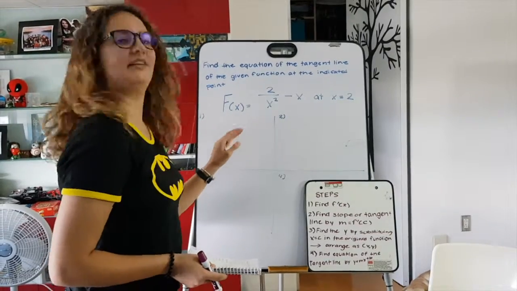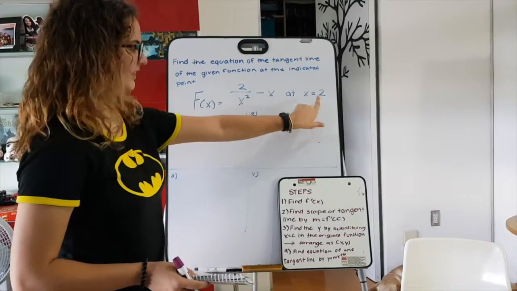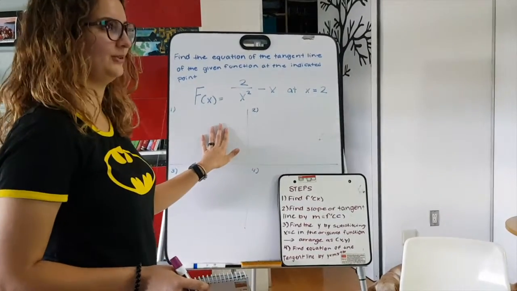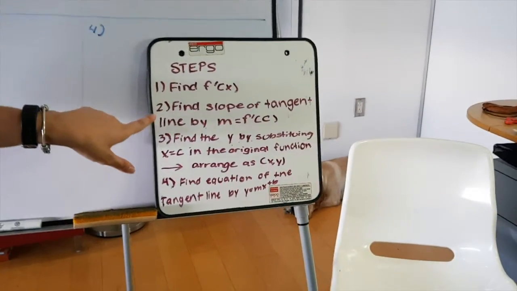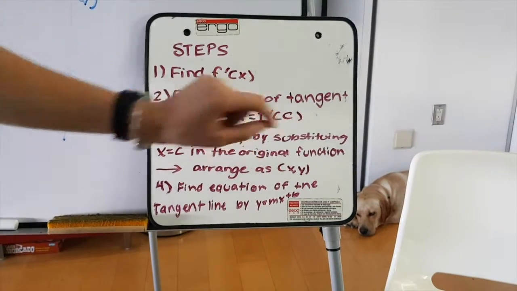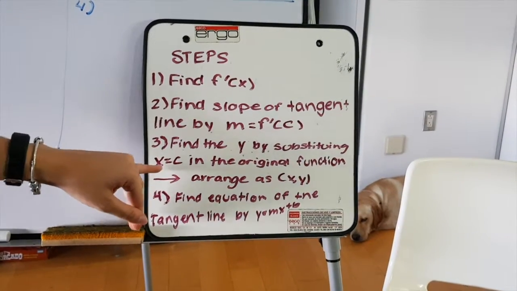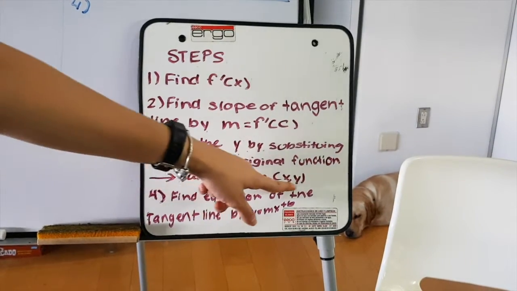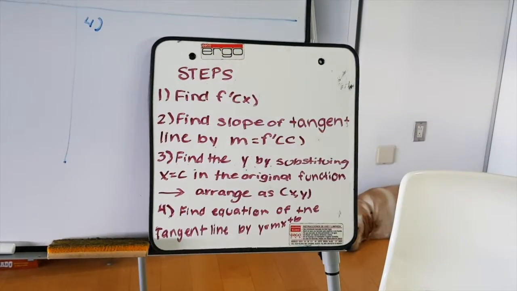In this problem, we need to find the equation of the tangent line of the given function at the indicated point. This is a given function and this is a given point. Here, we need to do 4 steps to get to the answer. The steps include: find f prime of x; find the slope of the tangent line by m equals f prime of the given point; third, find the y by substituting x equals 2, the given point, in the original function and then rearrange it as (x, y); and fourth, find the equation of the tangent line by y equals mx plus b.